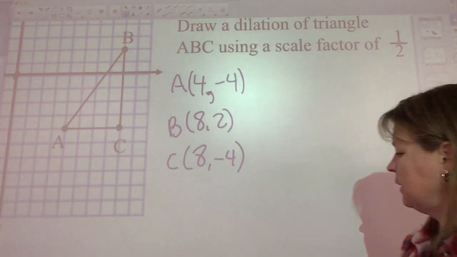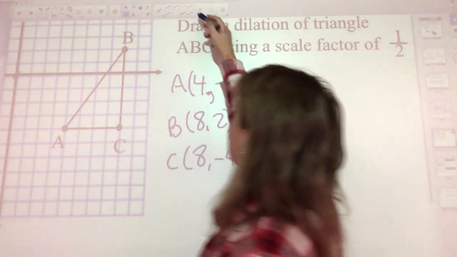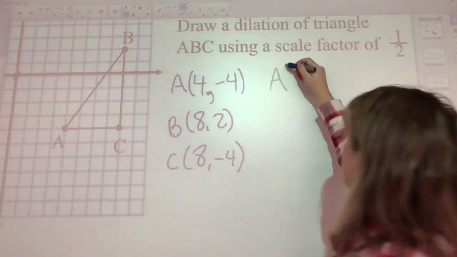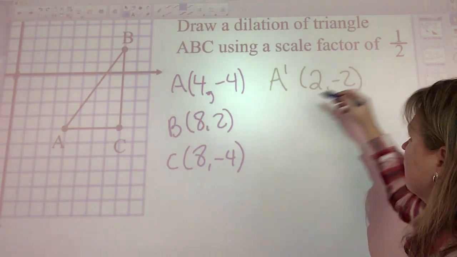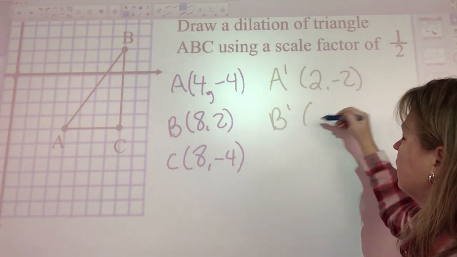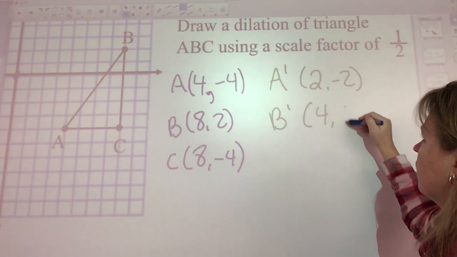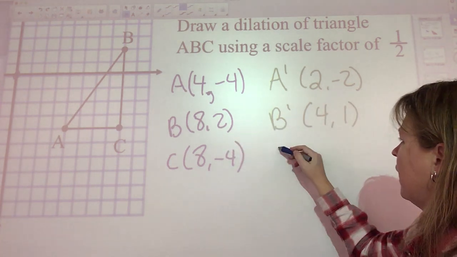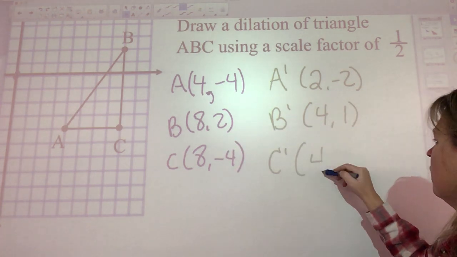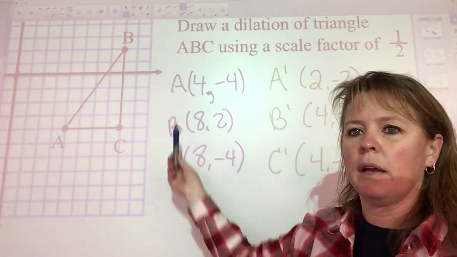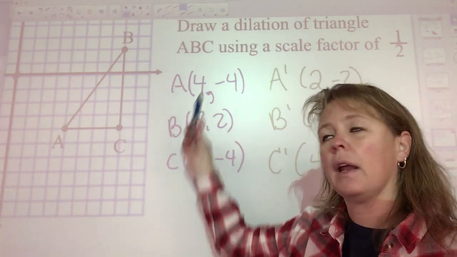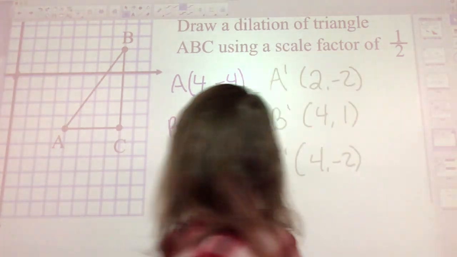Where do the new points end up then? We've got A prime. You have to cut both of these in half, so it's at 2, -2. B prime will be at 4 and 1. Cut both of those in half. C prime, 4 and -2. See how nice it was that I gave you all even numbers so that when you cut it in half, you still have whole numbers?